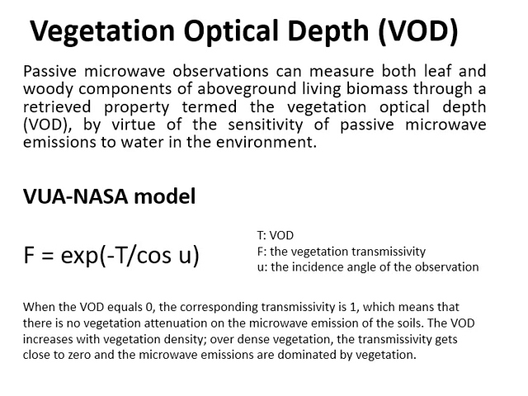Essentially, the vegetation is considered to behave like a one-layered semi-transparent medium, and the VOD, as a measure of the vegetation transmissivity with a negative exponential relationship, represents the degree to which the vegetation attenuates microwave radiation emitted by the underlying soil and the vegetation itself. The VOD increases with vegetation density. Over dense vegetation, the transmissivity gets closer to zero and the microwave emissions are dominated by vegetation.